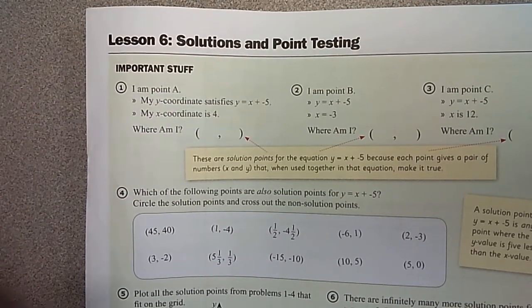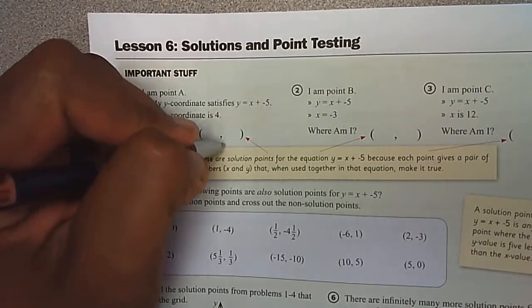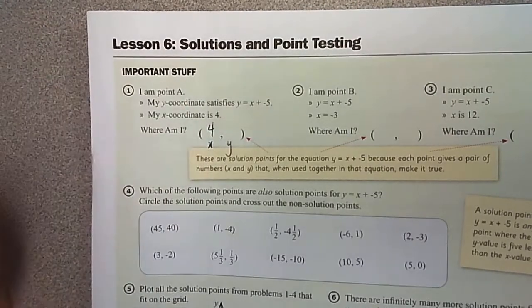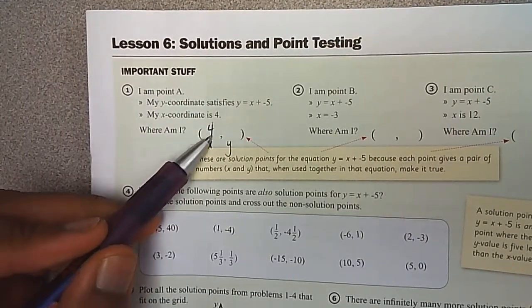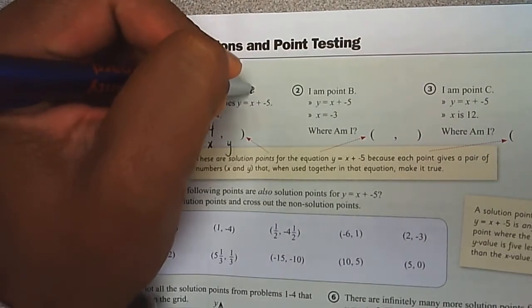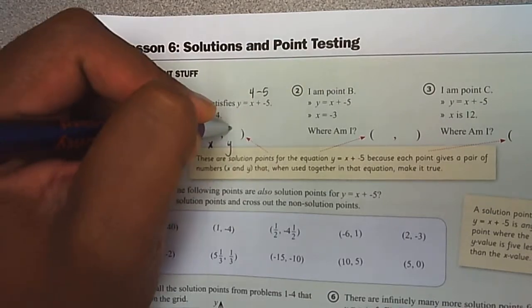Where am I? Well, in an ordered pair, we know it's always x, then y. So if my x coordinate is 4, that goes there. So I have to plug in this x value to find out what the y is. So 4 plus a negative is the same as subtracting. So this should be -1.